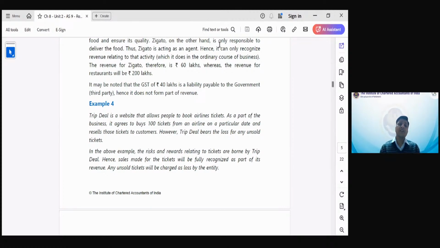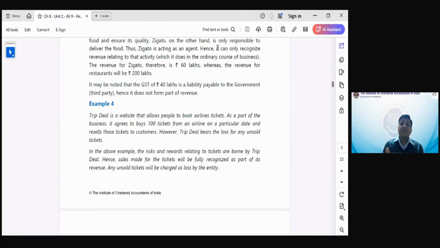Now, in this particular example, very good. I can see a lot of responses coming up. In this particular example, there is an inventory. What is the inventory? Tickets. So, as per the arrangement, every time, what is it that TripDeal is doing? TripDeal will buy the tickets and sell that.